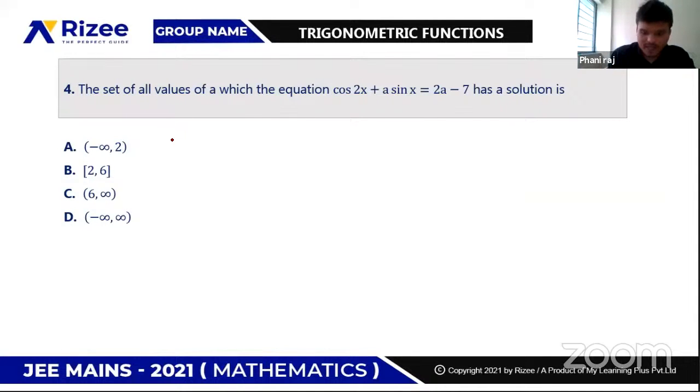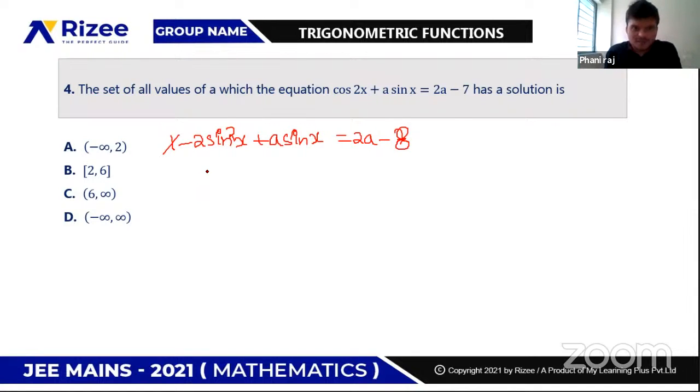Now what is cos 2x? It's 1 minus 2 sine square x. I can also use 2 cos square x minus 1, but that won't help me. I should get everything in terms of sine x. So I'm using this. So that is exactly where this thing will come. So subtracting 1 on both sides, you get what? 2a minus 8.